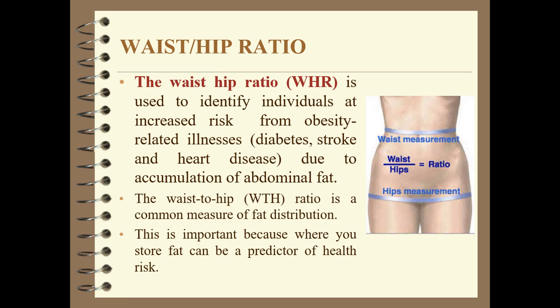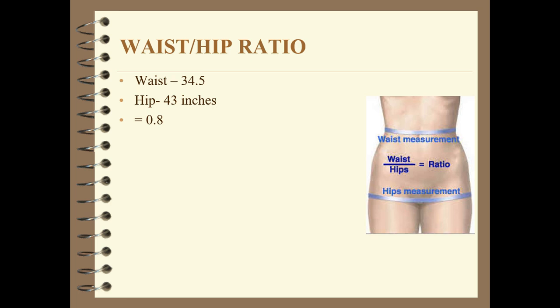This is important because where you store fat can be a predictor of health risk. People's bodies have a lot of different shapes. Some persons store fat in their lower body, like their thighs and buttocks, and some store it in their upper body, their tummy area, and so forth. These are just to show where you can be at risk for certain diseases.